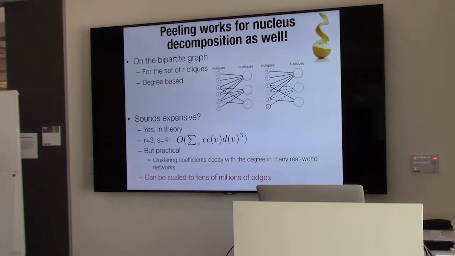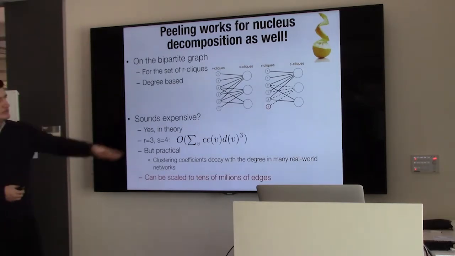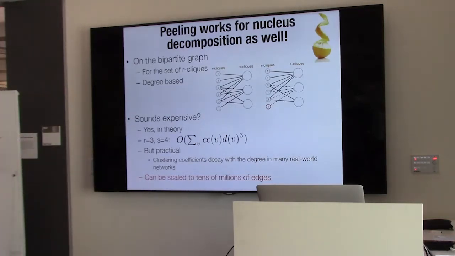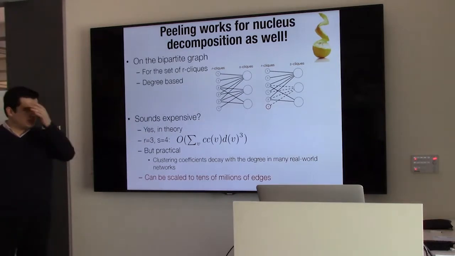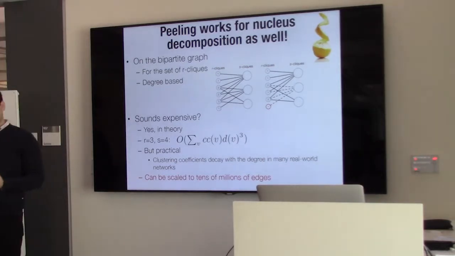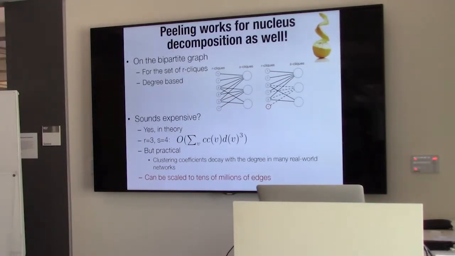And as I said, the peeling procedure just works as we described. You create the R-cliques and S-cliques, and you do your degree-based procedures. You start from here to find the minimum degree vertex and adjust the neighbor degrees at each step. And overall, it is an expensive thing. For (3,4), for instance, the complexity is proportional to the summation of clustering coefficients times the degree cubed of each vertex, which is a huge thing. You can't afford that normally.